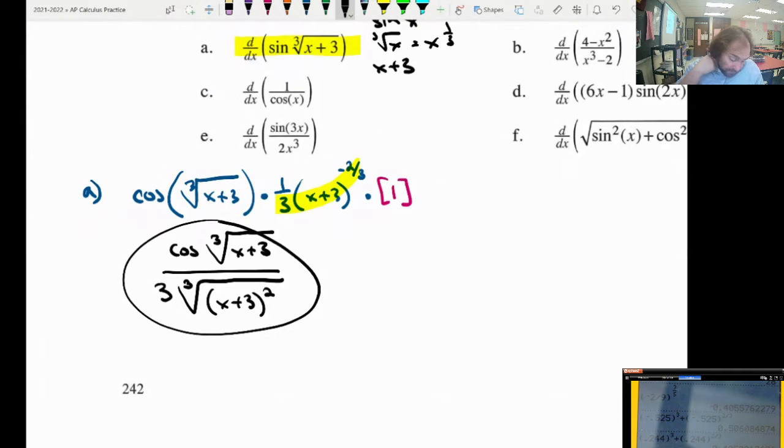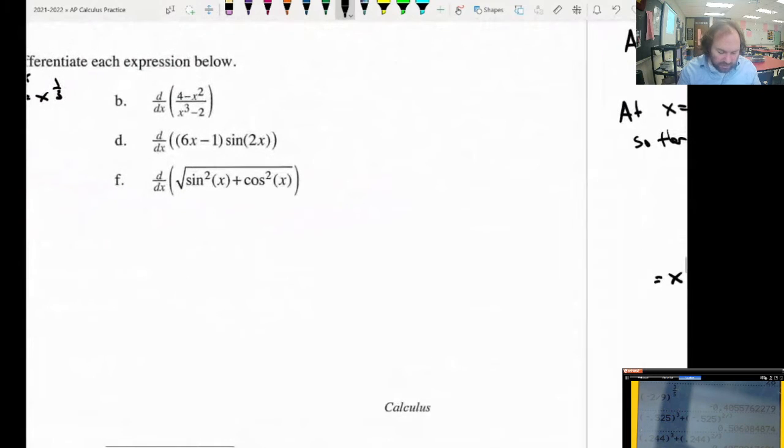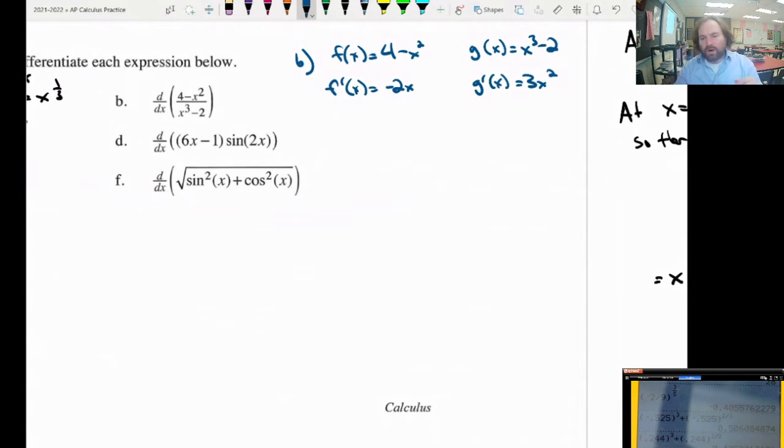That's A. B is going to require our freshly, newly minted quotient rule. So let's review for a moment what's going on here. Our top function, f of x, is equal to 4 minus x squared. Our bottom function, g of x, is equal to x to the 3rd minus 2. So our f prime of x is going to be negative 2x, and our g prime of x is going to be 3x squared. Now, if you remember quotient rule, we start with the original bottom.